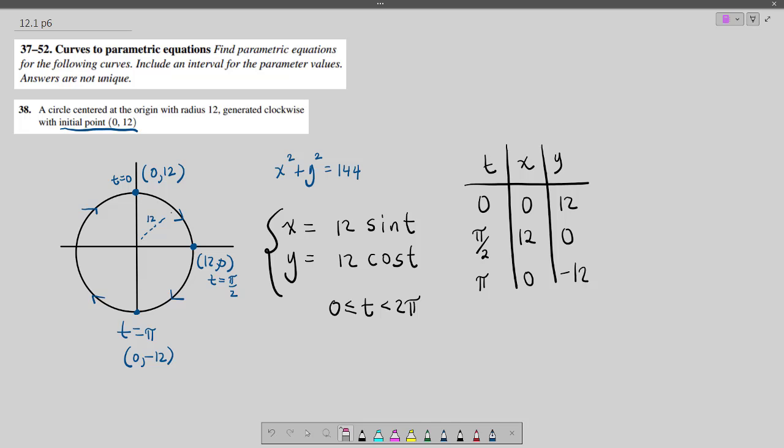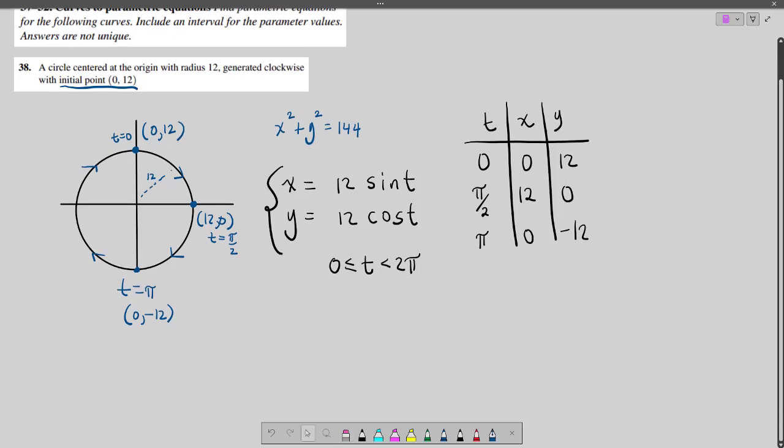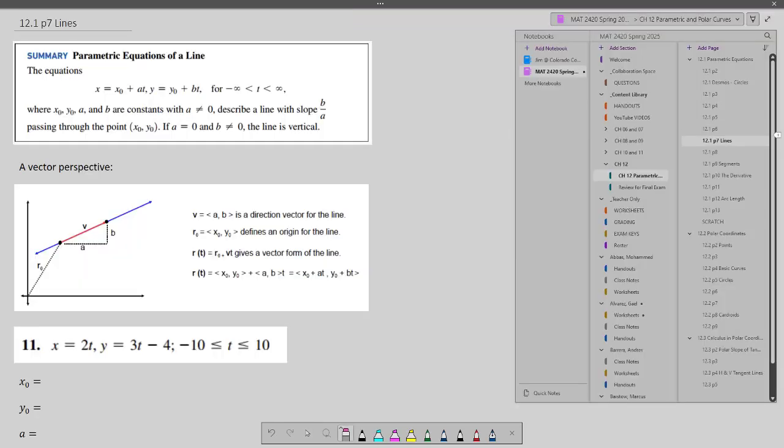So we always include a domain. If you don't include an explicit domain, then the t is assumed to be anything that makes sense. You know, it doesn't cause division by 0 or square root of a negative number or something. That's called the implied domain. The implied domain is the set of t for which the functions are defined. So no division by 0 or anything.